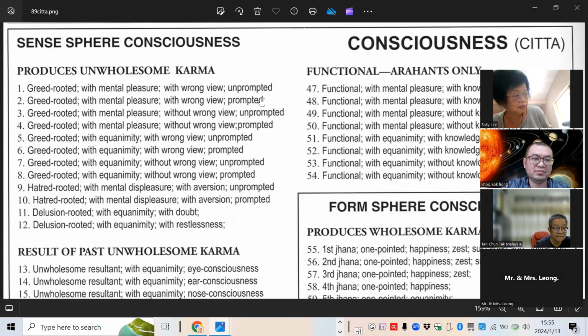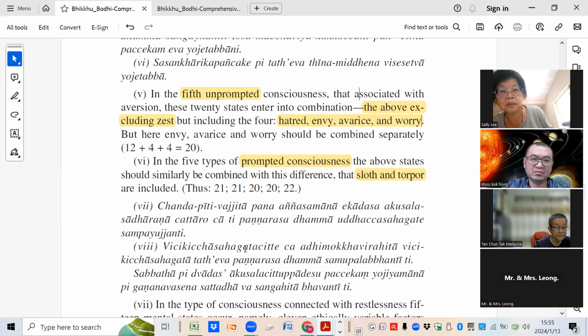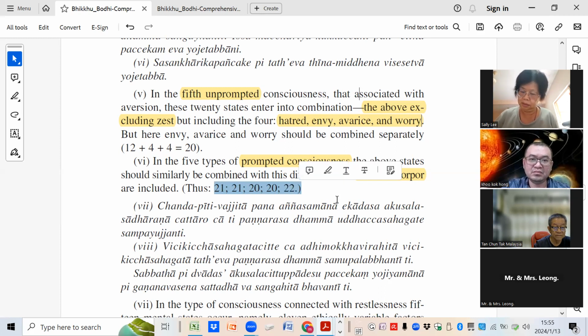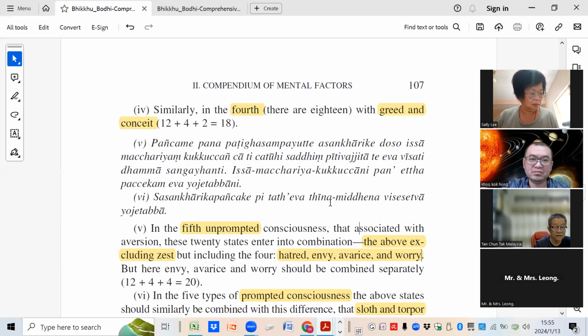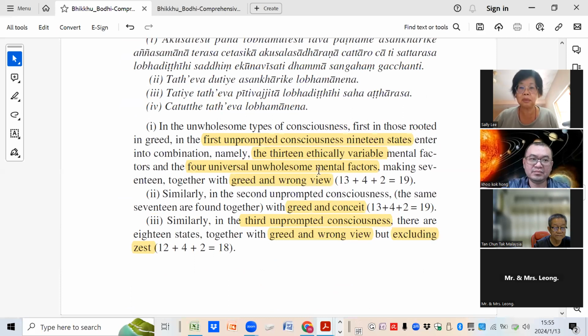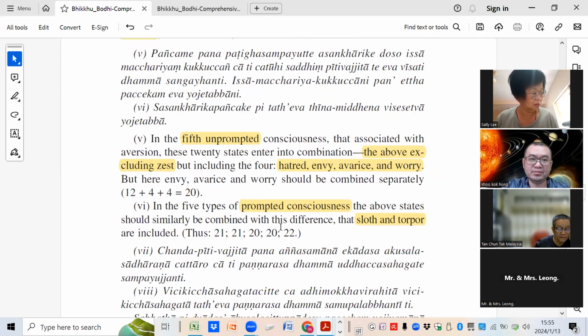Previously, we have done the calculation for the unprompted. The reason it becomes prompted is because of the sloth and the torpor. So for the previous calculation, we add 2 more, then we will get the calculation for all prompted, which is 21, 21, 20, 20, 22. How do we get it? Let's take a look. So you see, 19 add 2. How many, Junta? 19 add 2? 21. Yeah.